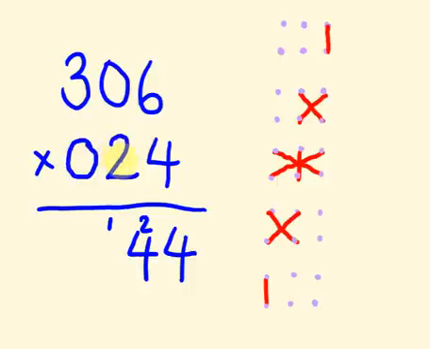4 times 3 is 12. 6 times nothing is nothing. 2 times nothing is nothing. So 12 plus this 1 here is 13. Carry the 1. 3 2s are 6. Nothing times nothing. So 6 plus this 1 here is 7, and then 3 times nothing is nothing. I won't bother to put that in. There's our answer, 7,344. So that's how you do this little trick.